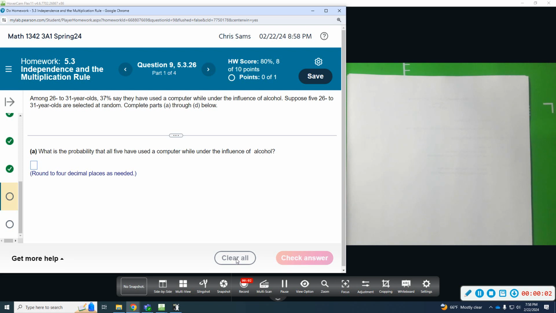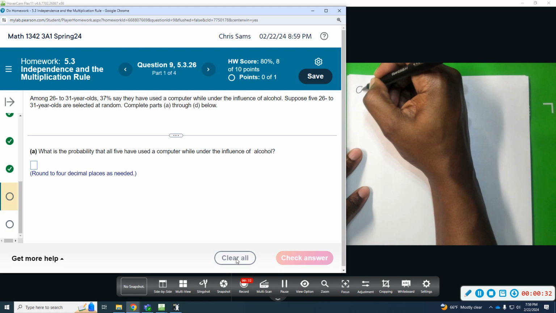All right, number 9, we have 4 parts. It says among 26 to 31-year-olds, 37% say they have used a computer while under the influence of alcohol. Suppose 5 26 to 31-year-olds are selected at random. We're going to complete parts A through D. So part A, what's the probability that all 5 have used a computer while under the influence?